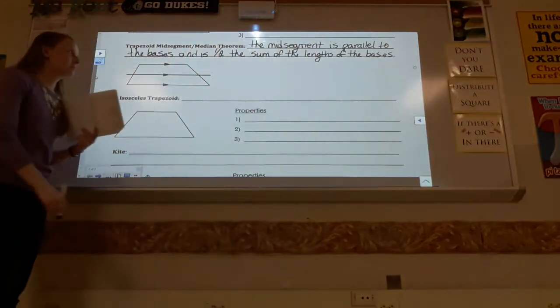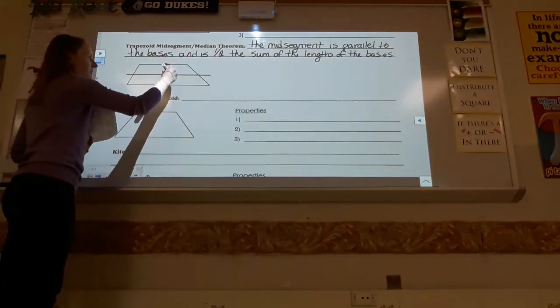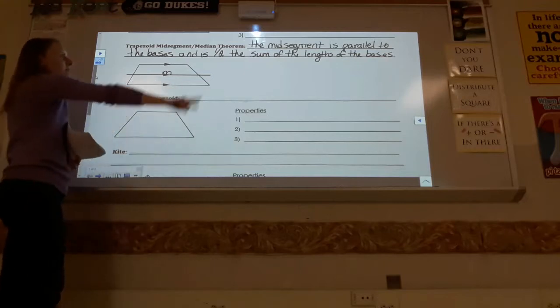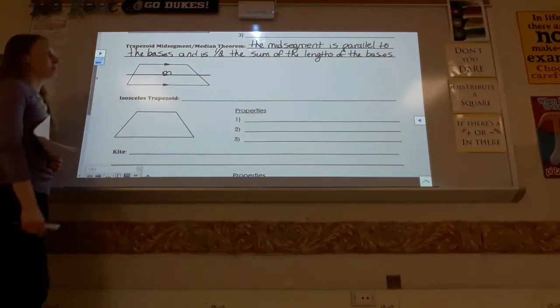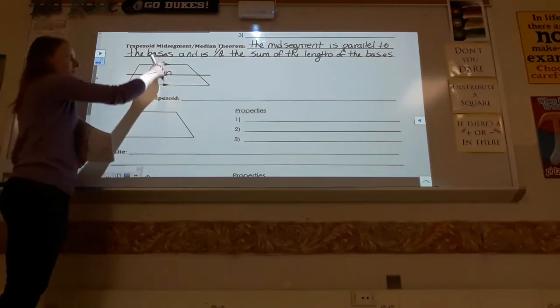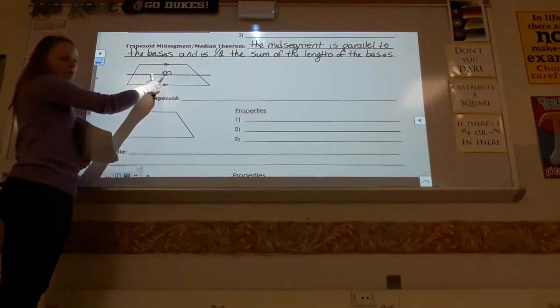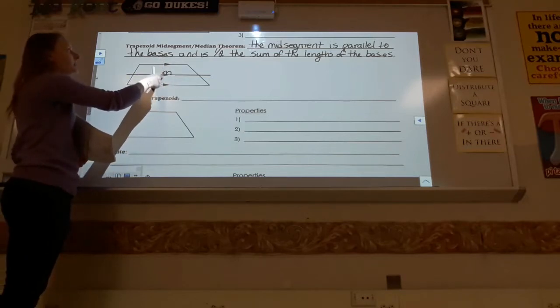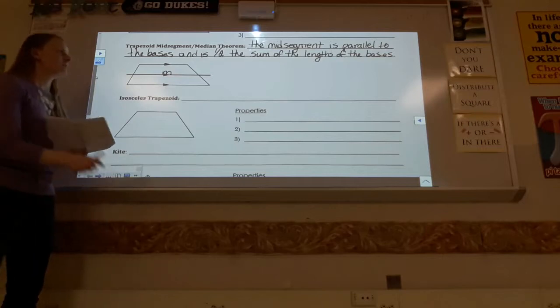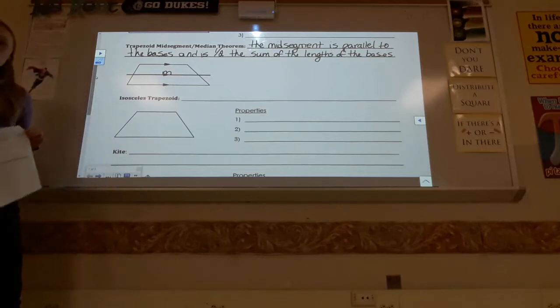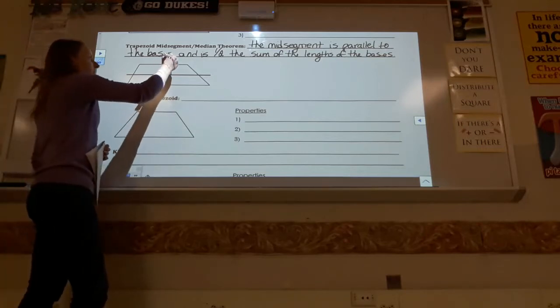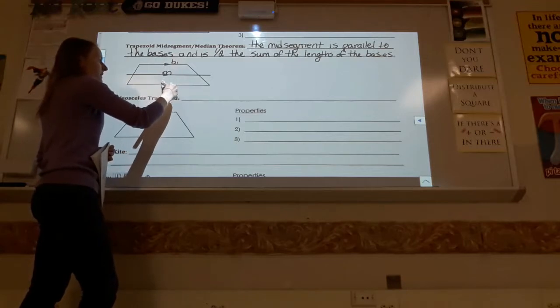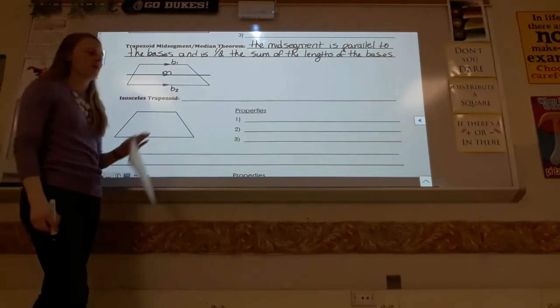Alright, so the midsegment itself, which I'm going to call M for midsegment, in a trapezoid is going to be parallel to the bases. That's why these are parallel, right? And then we have the extra little arrow here to show this is parallel too. It's parallel to the bases and is half the sum of the lengths of the bases. So let's say I call this base 1 and base 2. Say I go ahead and label them that way.